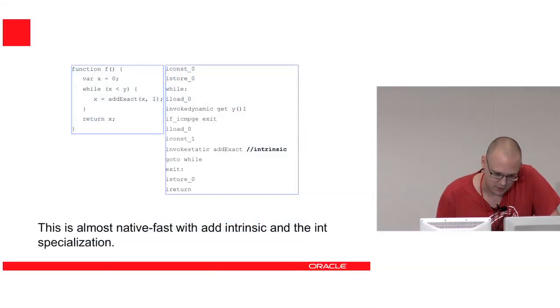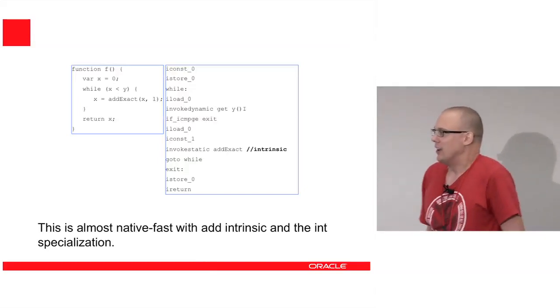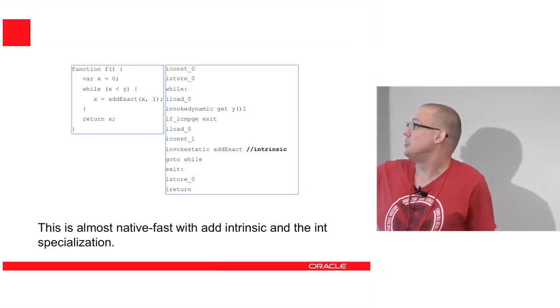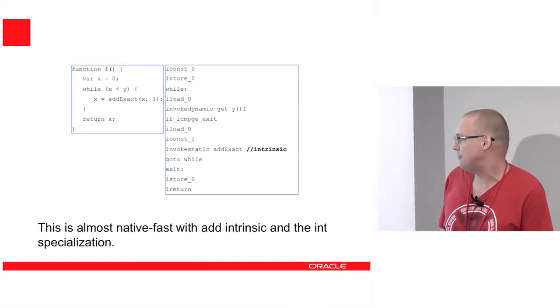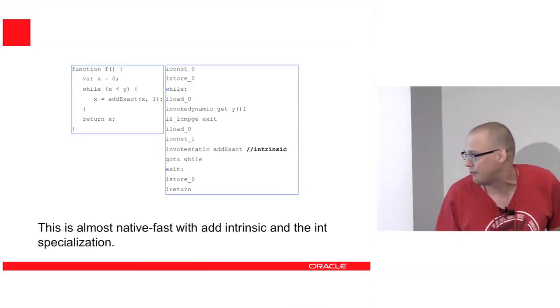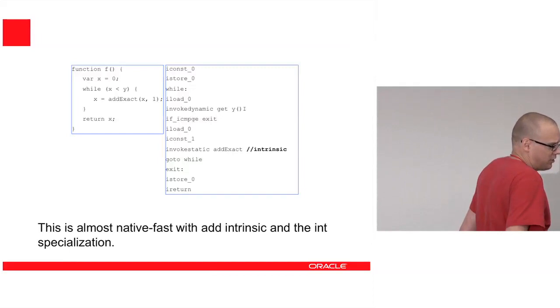But if we generate this to integer bytecodes, and never mind the overflows yet, and we invoke this static, which turns into an intrinsic, we're actually almost native fast. This bytecode is almost native fast, or Java fast, with the int specialization. So it's pretty good.